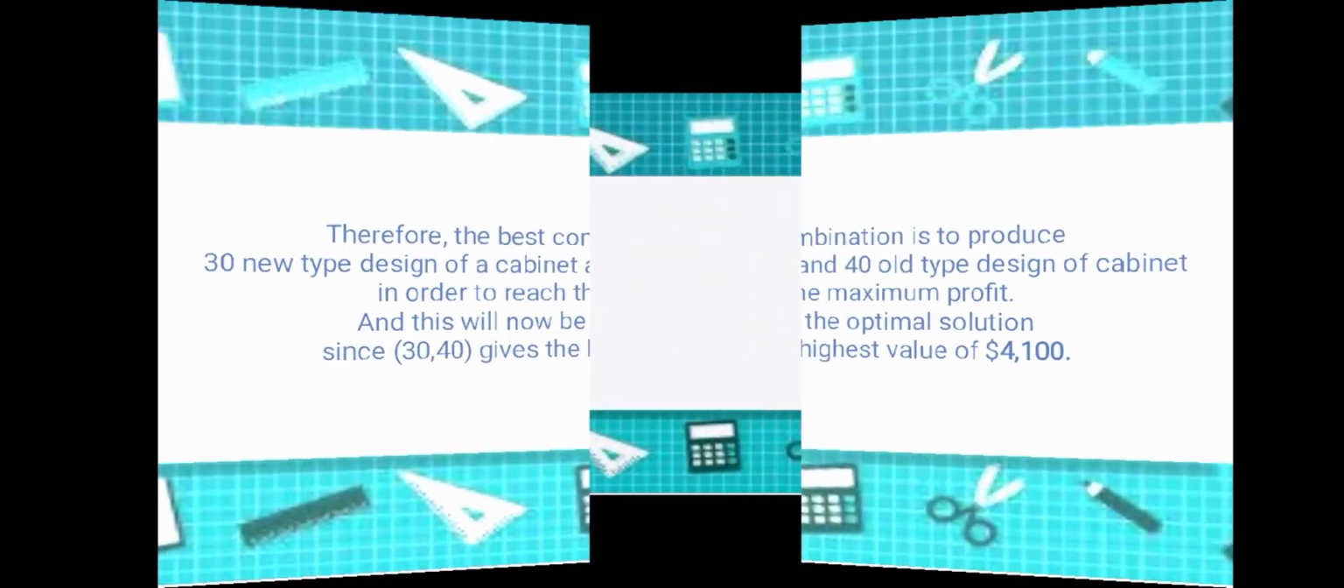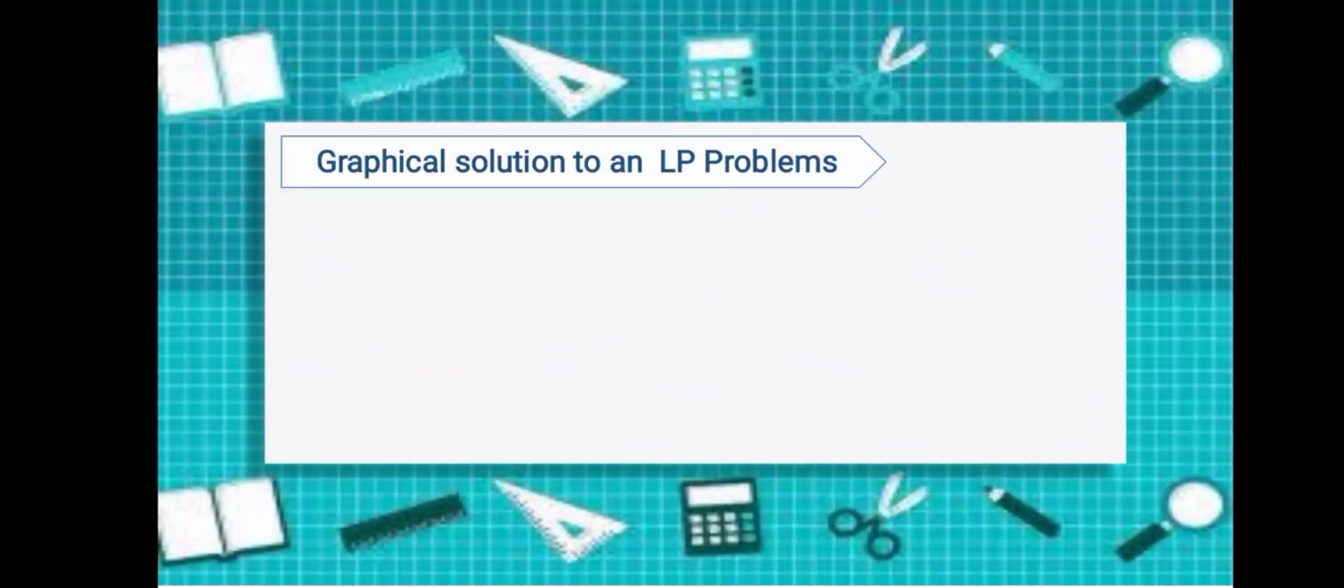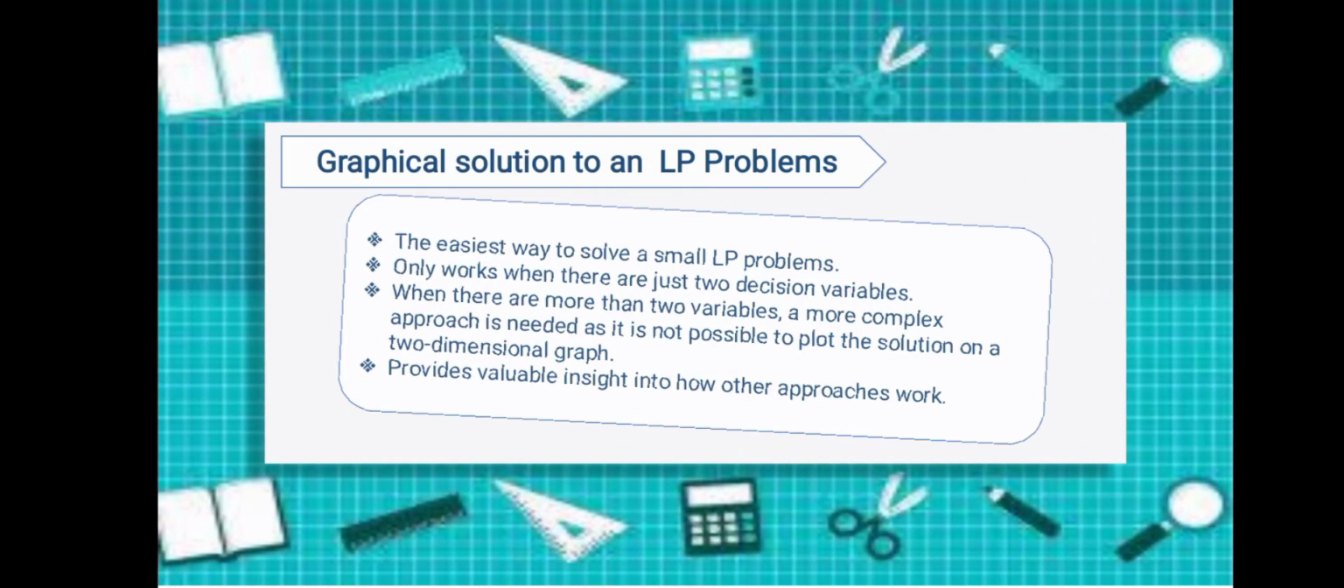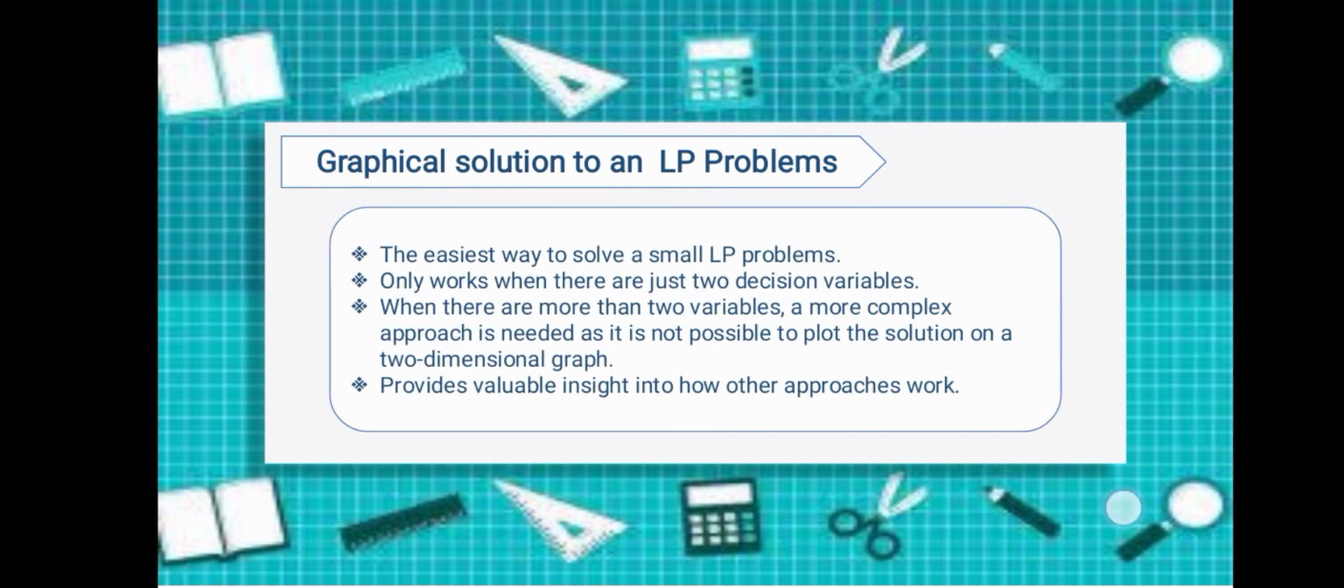So in summary, the graphical solution to an LP problem is the easiest way to solve a small LP problem. Also, it only works when there are just two decision variables. And when there are more variables, a more complex approach is needed as it is not possible to plot the solution in a two-dimensional graph. And also, it provides valuable insight into how other approaches work.